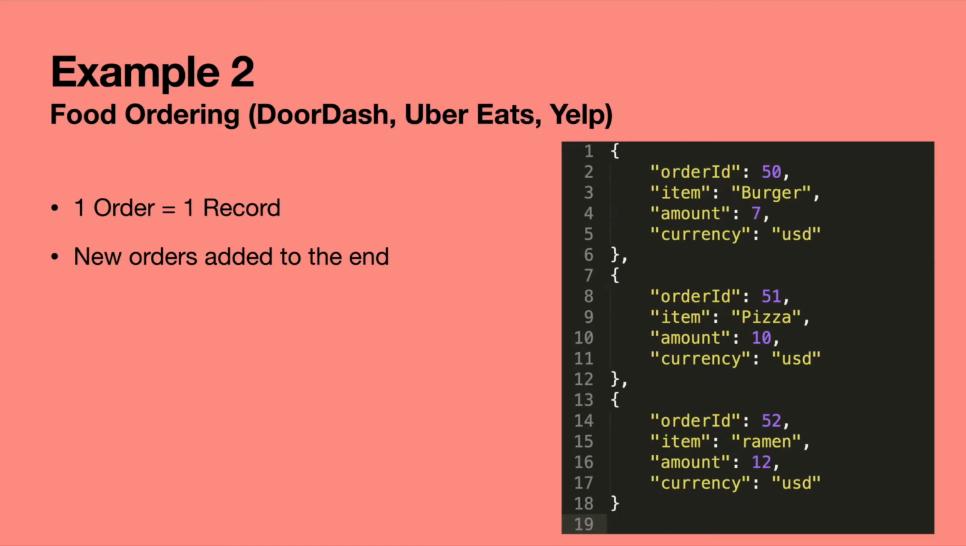Similarly, for a food ordering app like DoorDash, Uber Eats, or Yelp, each order is one record in Kafka. Whenever there's a new order, you just keep adding it to the end of the Kafka topic. Each record is one order, so it contains all the information related to that order. In this case, you have the ID, the item, the amount, and the currency.